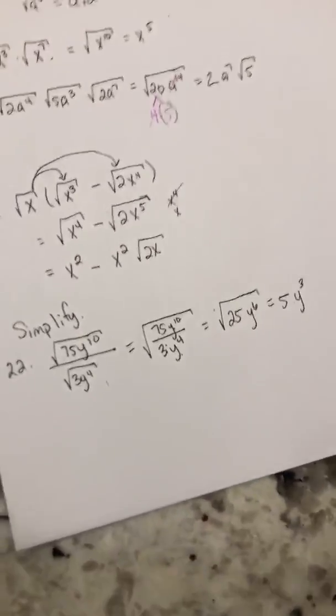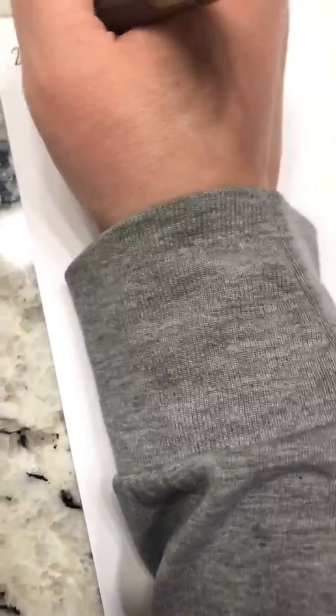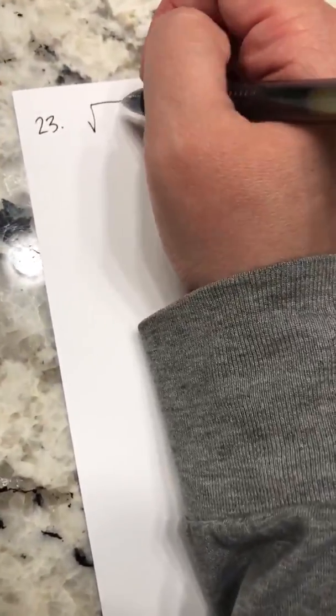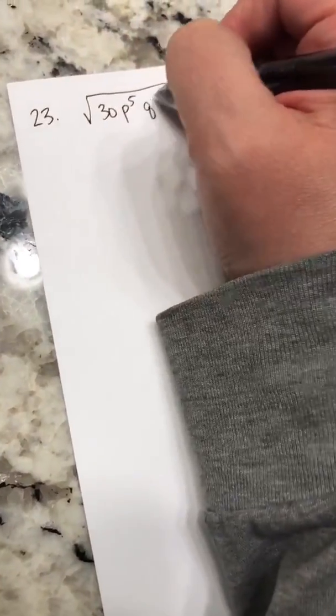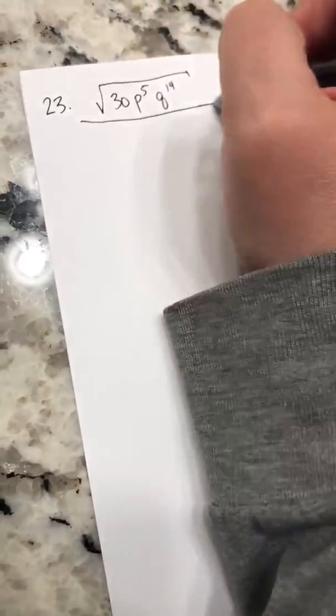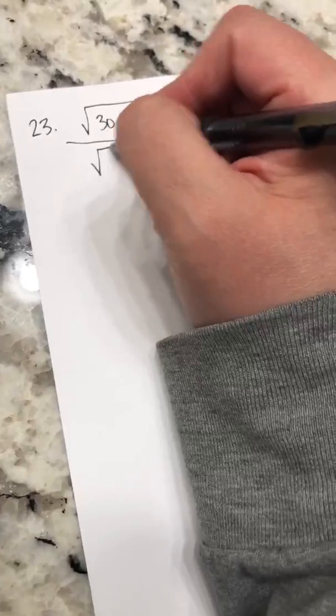So number 23 is also similar. You can split it up, or you can put it together, or simplify it separately. It's actually easier to just put it together and then simplify. So you've got the square root of 30p to the 5th q to the 14th over the square root of 5q to the 7th.